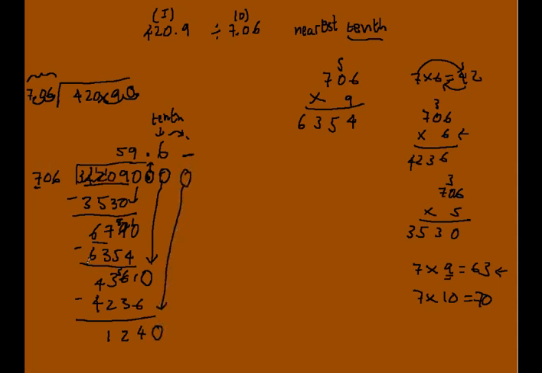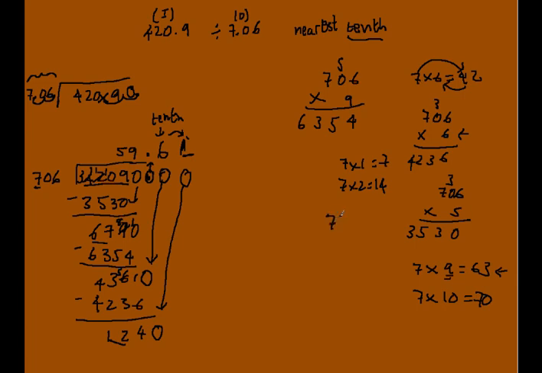So how many times does 706 go into 1240 again? Look at 7 and look at 12. How many times does 7 go into 12? It's only once. Since 7 goes into 12 once, 706 goes into 1240 once. So what number do we put here? We put a 1. So 1 times 706.